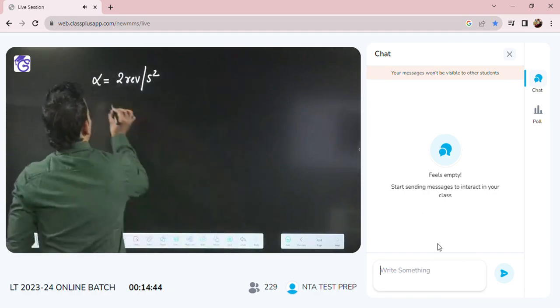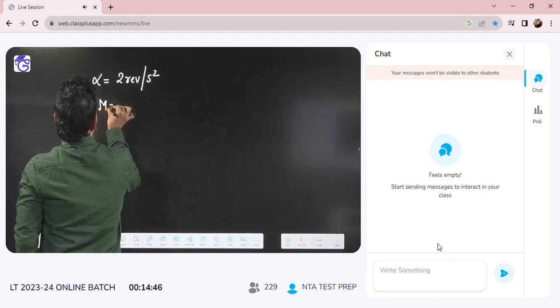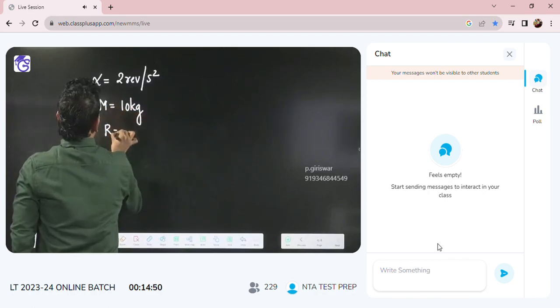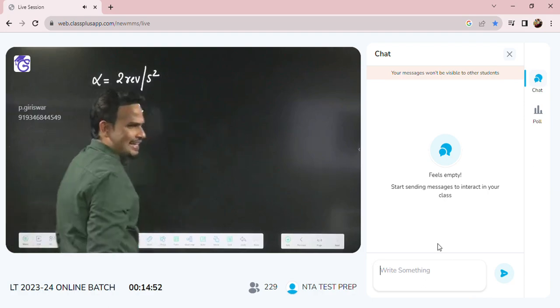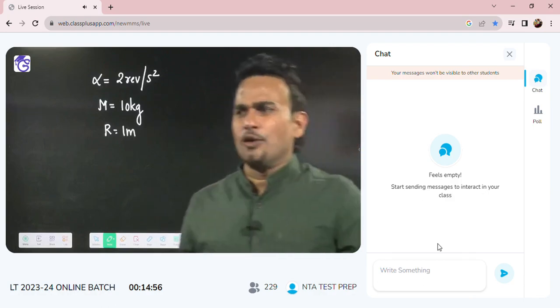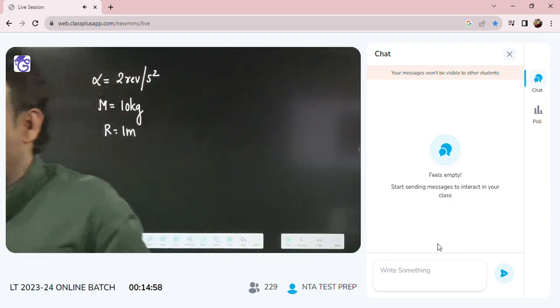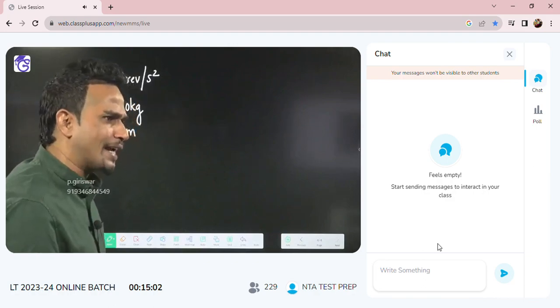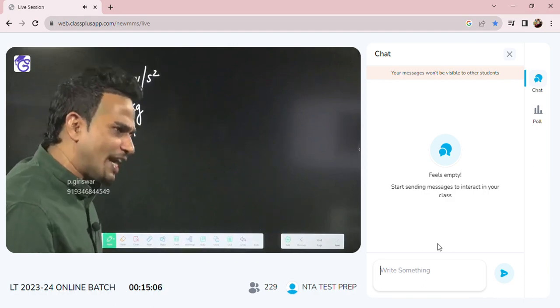Mass of the hollow cylinder is given, 10 kg, radius of the hollow cylinder is given, 1 meter. People make a mistake here, that's why I have given you this. People are giving the answer 20 Newton, which is a wrong answer. You cannot use the alpha unit as revolution per second square. You have to convert into radian per second square.